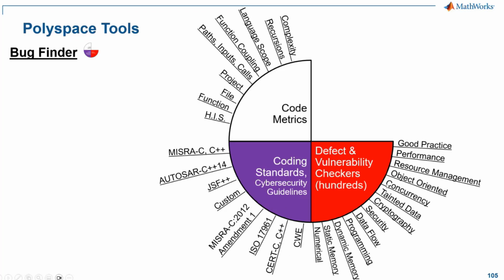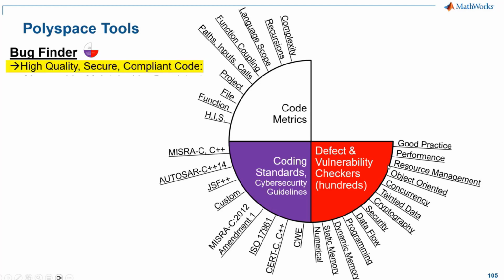And the third category is regarding defects and vulnerabilities, where you have numerical defects like division by zero, static memory defects like null pointer, or dynamic memory defects, dead code, for example dead condition. We have some programming defects. We have also data flow. And in terms of cybersecurity, you have a special category for security, for cryptography, or for tainted data. And for multitasking applications, we do have also the concurrency defect category. And since Polyspace also supports C++, we have also very specific object-oriented checks for the C++ language.